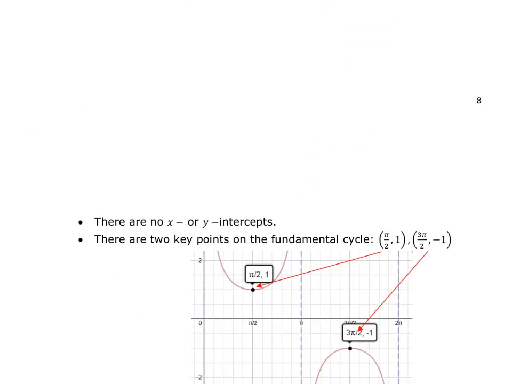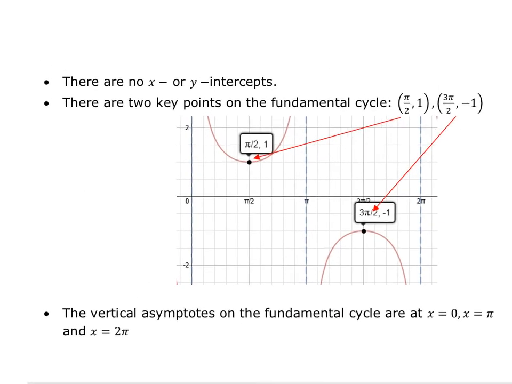So don't panic if you're still writing, because I'm just going to move it here so you can actually see it. So this has 2 key points, which are at pi over 2, 1, and 3 pi over 2, negative 1. It has no x or y intercepts without transformations. My vertical asymptotes are at 0, pi, and 2 pi. So my vertical asymptotes are in multiples of pi.